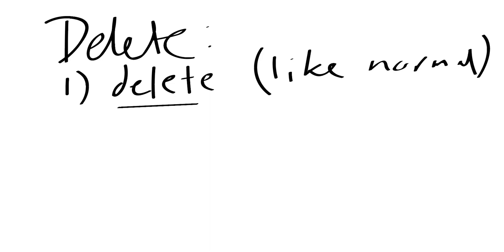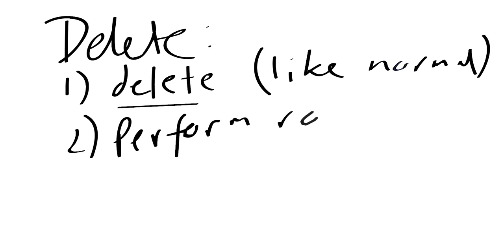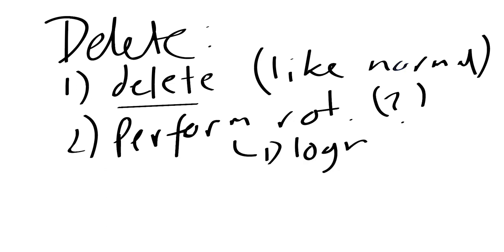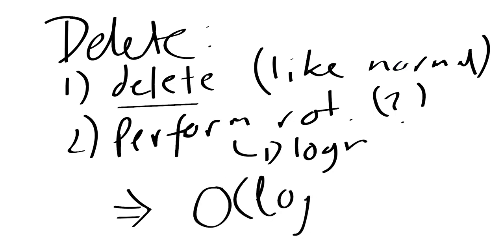So in the worst case, the second step is that we perform rotations if necessary, and this is actually on the order of log n, because there may be log n rotations we need to perform. Now we see that this is precisely O of log n in the worst case.